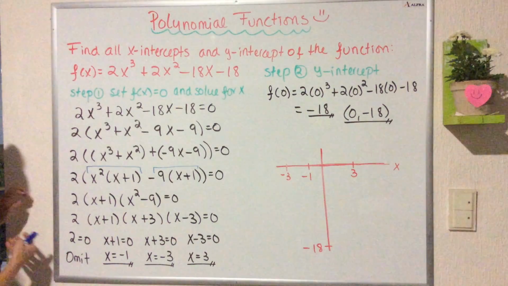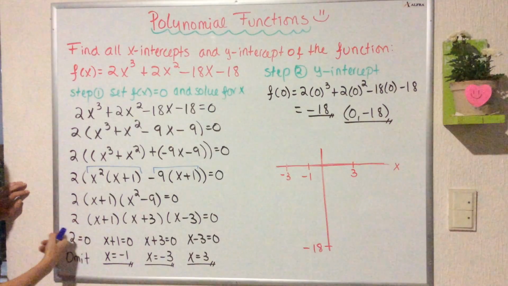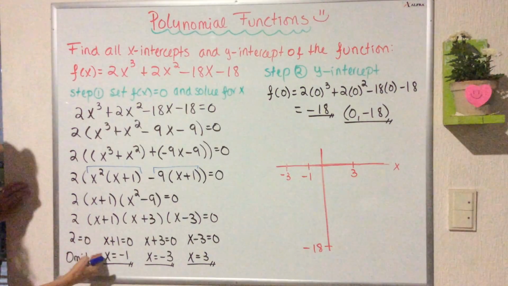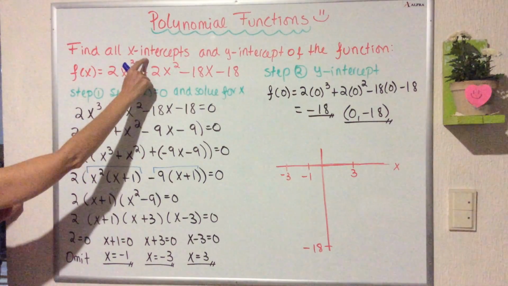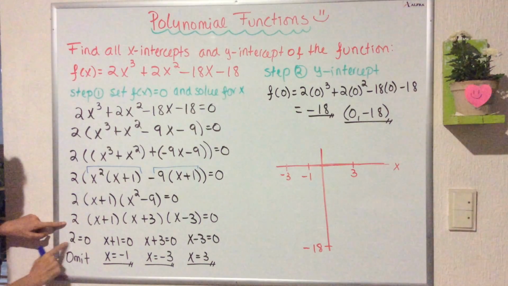Okay? Once we have all the factors here, we are going to solve for x in all of them. We are going to set all of them equal to 0, and then solve for x in order to get the x-intercepts. Okay, dear students? Now, we have 2, so I set 2 equal to 0.